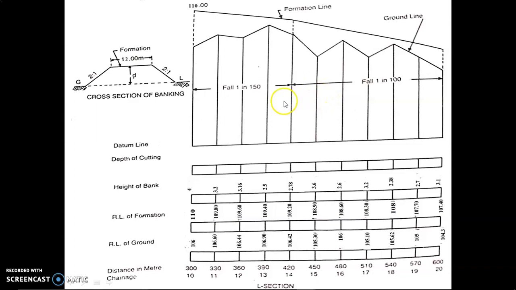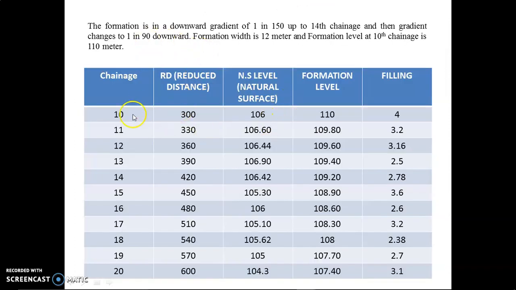So now begin with the table. This is our chainage value. This is our reduced distance, which is 300, because we know that one chainage is equal to 30 meters, so 10 chainage is 10 into 30, 300. So we find this reduced distance by multiplying by 30. Why do we find this? Because we have been given a 1 in 150 downward gradient, so for that we have to convert this into reduced distance form.